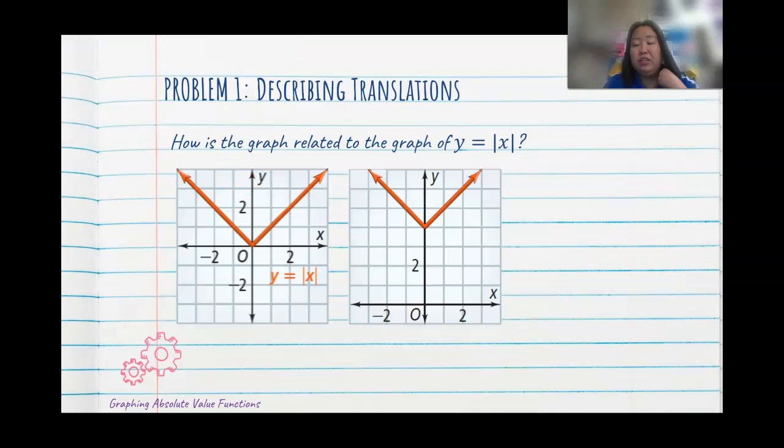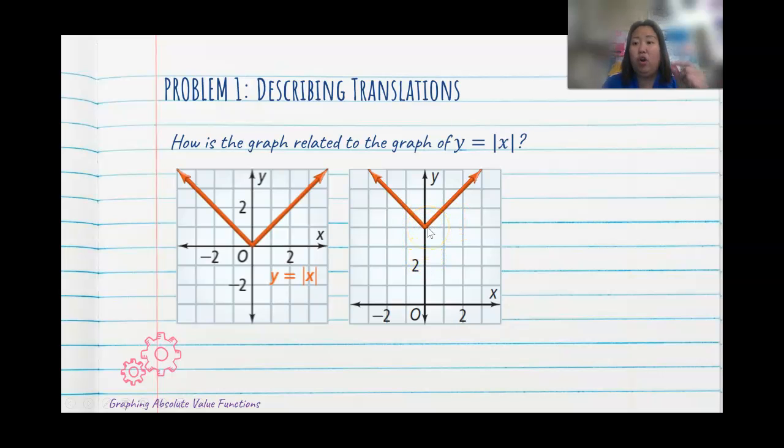So now how about this one? How can you compare these next two graphs? So again, if you're going to use the vertex as your point of reference, originally it's at 0, 0, and now it went upwards, all right? By how much? So you will see here, this is going to be 1, 2, 3, 4.